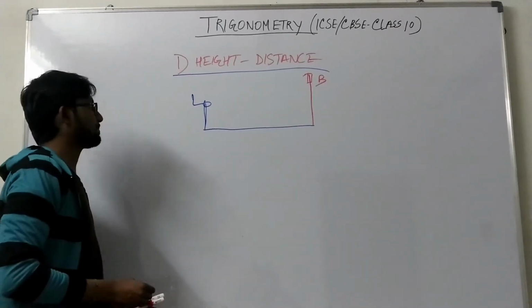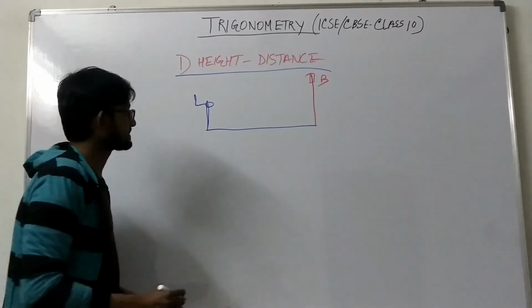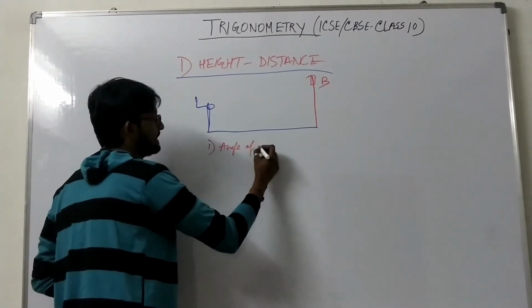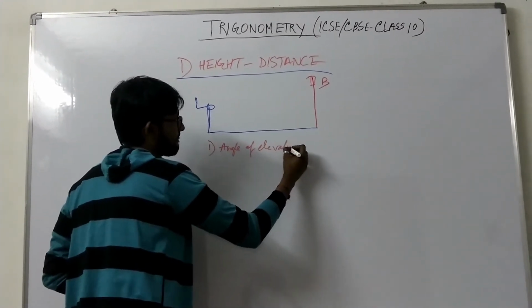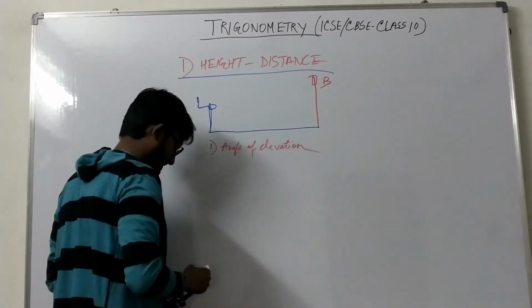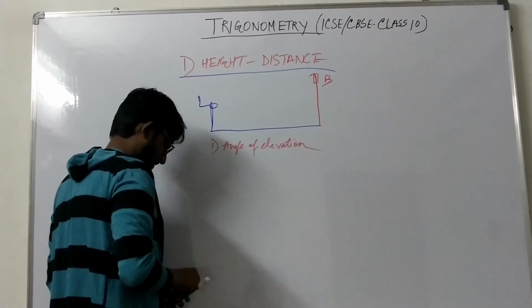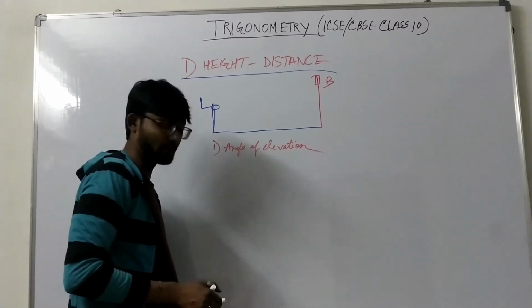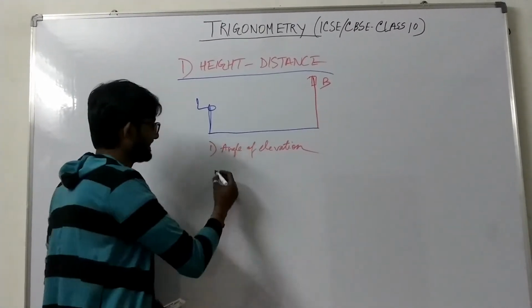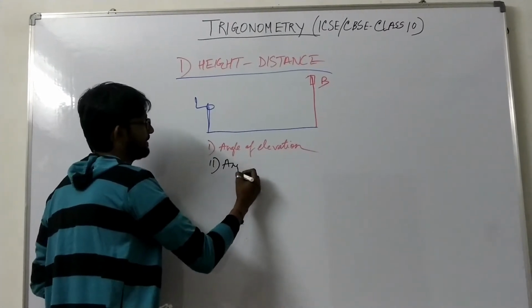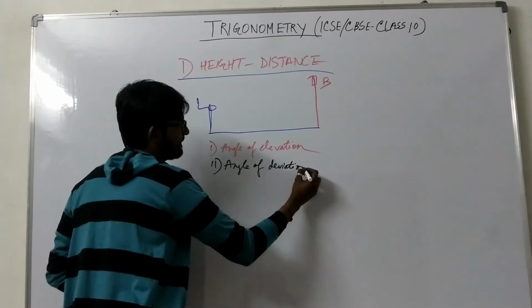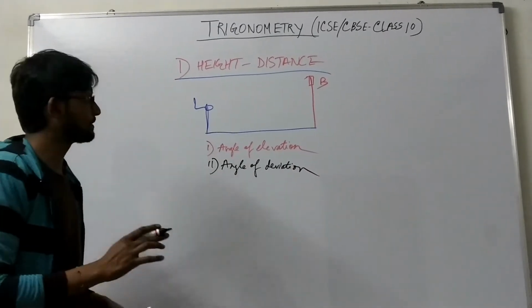So now coming to the point, two terminologies are there. Number one is angle of elevation. If you know what angle of elevation is, you can write it in the comment section before seeing the video. Number two is angle of depression. So these two are the factors that you need to know over here.